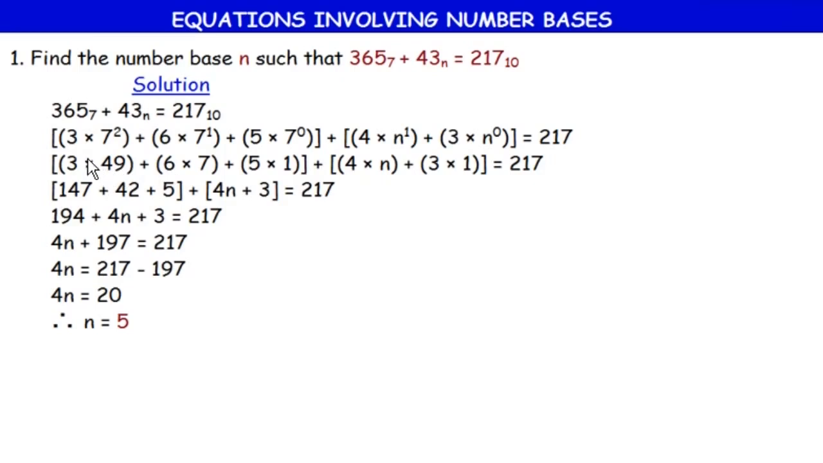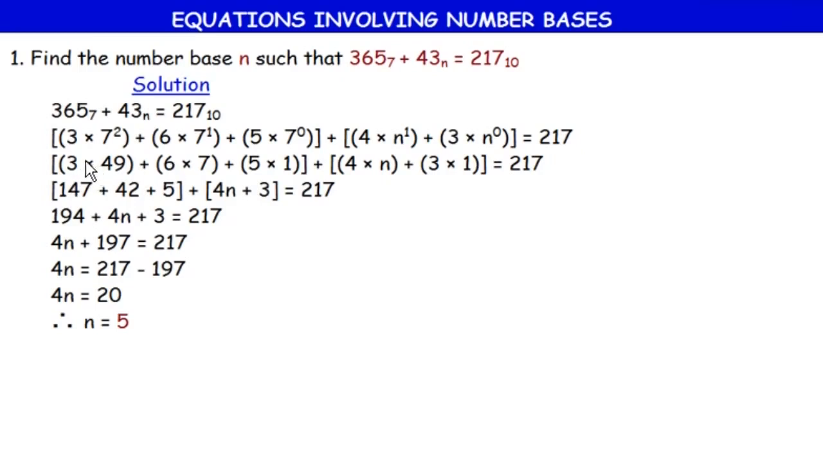Then we solve, okay? So it's going to be 3 times 49, 6 times 7, and then 5 times 1. This here is going to give us 4 times n plus 3 times 1. So n to the power 0 is still 1. Anything at all to the power 0 is 1, whether it's a letter or a number, it is still 1. Right? So everything is equal to 217.